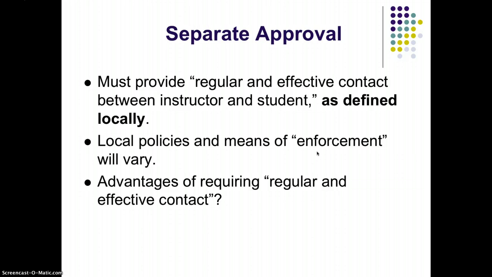So, separate approval, part of that process is ensuring that the course meets those guidelines for quality that exist in the curriculum regulations, but it's also a mechanism for ensuring that regular and effective contact between instructor and student is in fact in place as defined locally. So locally, you need to have a policy regarding regular and effective contact. You may or may not have mechanisms for enforcement. These things vary, as so many things do in our colleges.